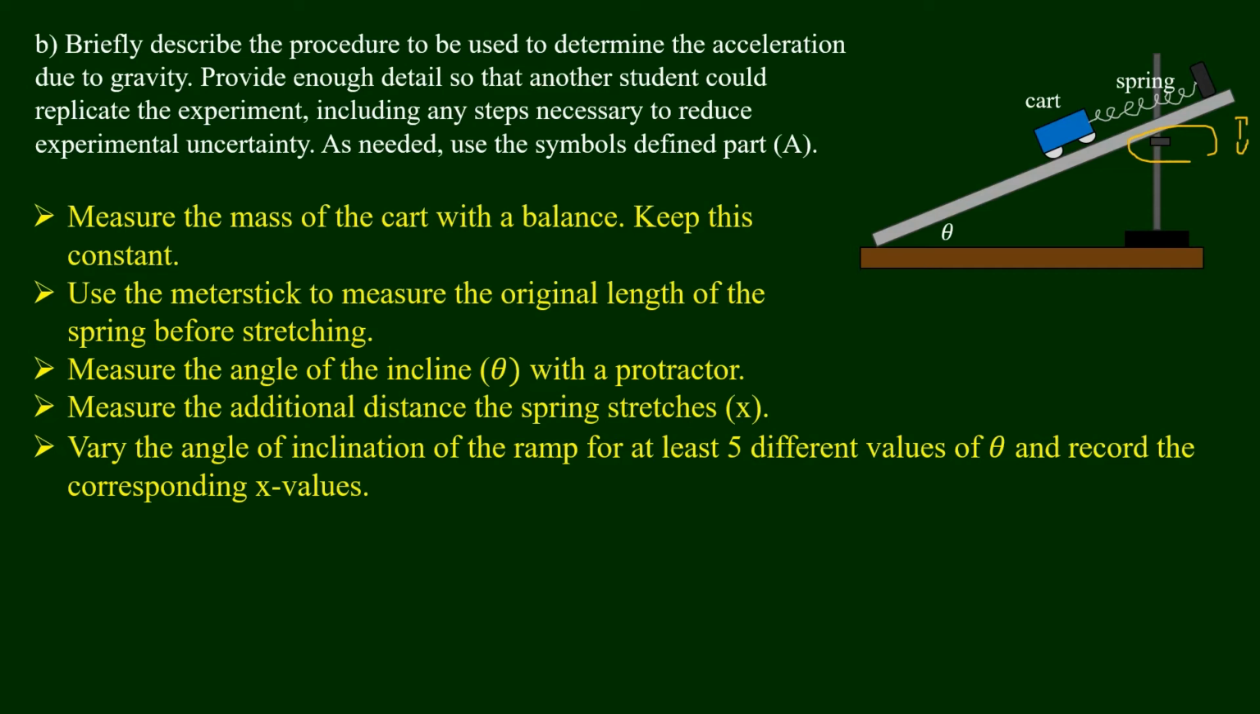So we reduce uncertainty 2 ways. Keep the other variables constant, so m is kept constant, and then have multiple trials for your independent variable.